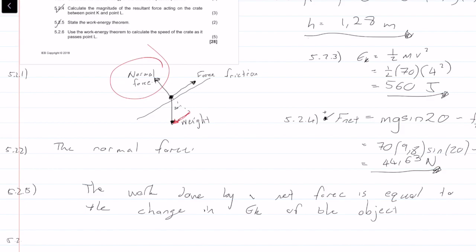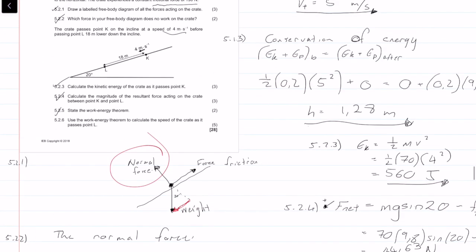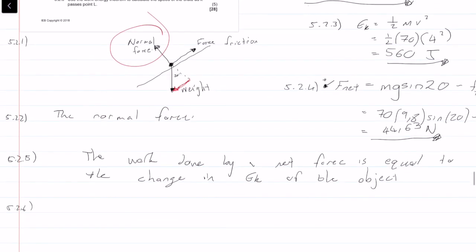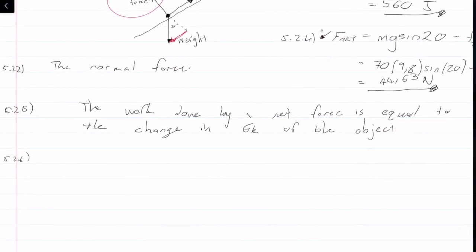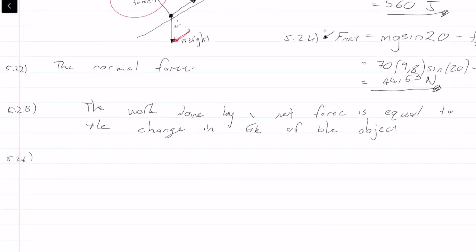Then the last question, 5.2.6. Okay, so it says use the work energy theorem to calculate the speed of the crate as it passes through L. Okay, so the work energy theorem basically says the formula for it is, let's see if it's on the phone. No, I don't have it open. Okay, so basically F net times your distance, or your change in S, is equal to your change in EK.